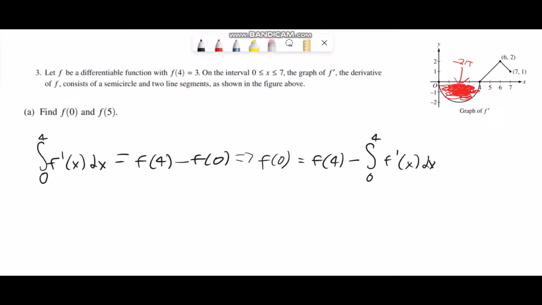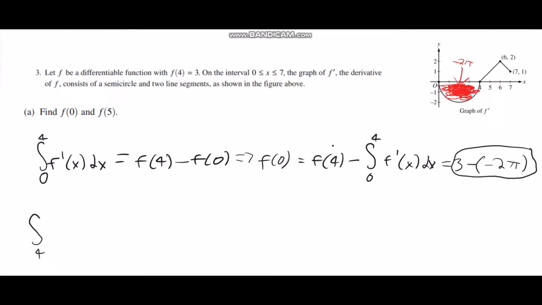All right, let me switch back to the black pen. So that tells me that f of 0 is equal to f of 4, which is 3, minus this integral. The integral from 0 to 4, we just worked that out, is negative 2 pi. And here is our f of 0. Now we have to do f of 5. We're going to do a similar thing. We know 4, we want 5. So we're going to look at the integral from 4 to 5 of f prime of x dx.